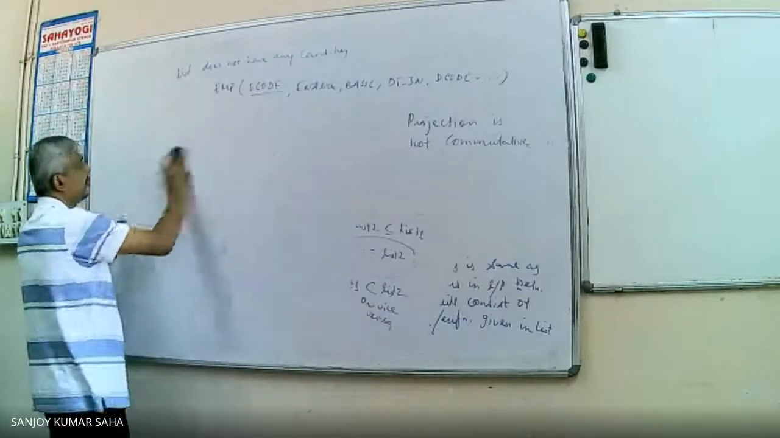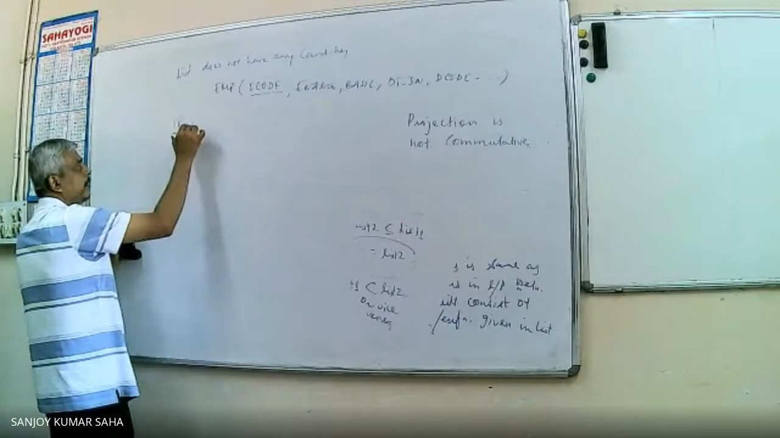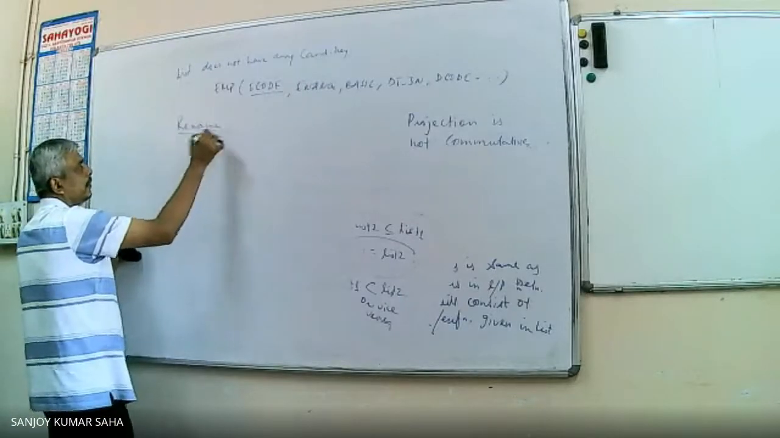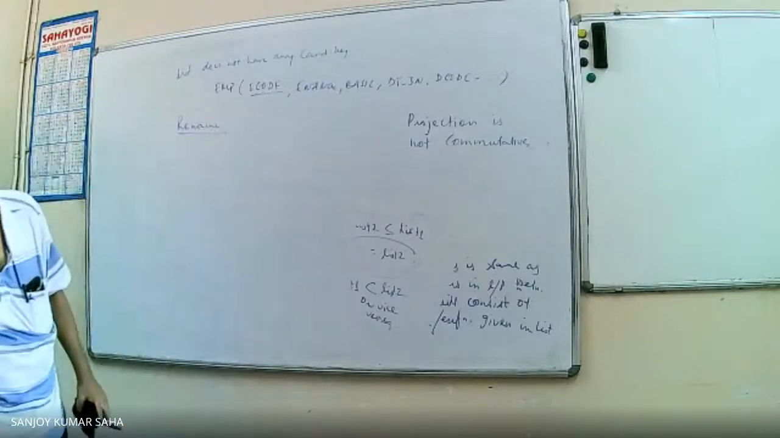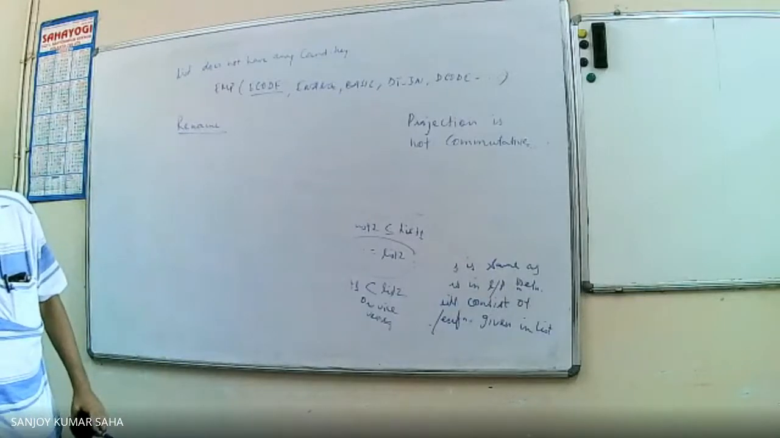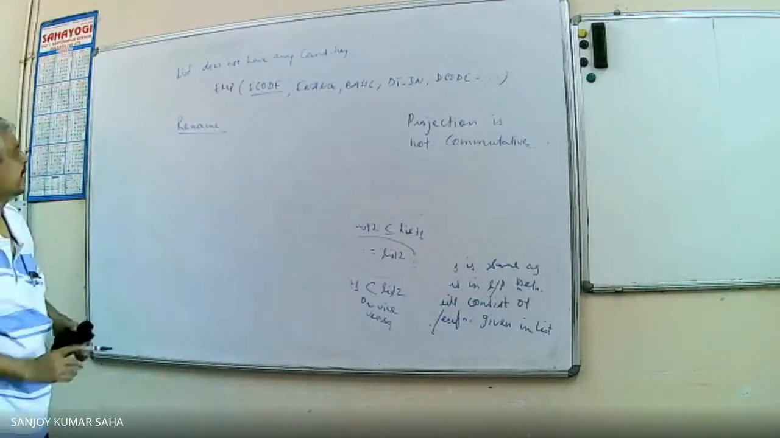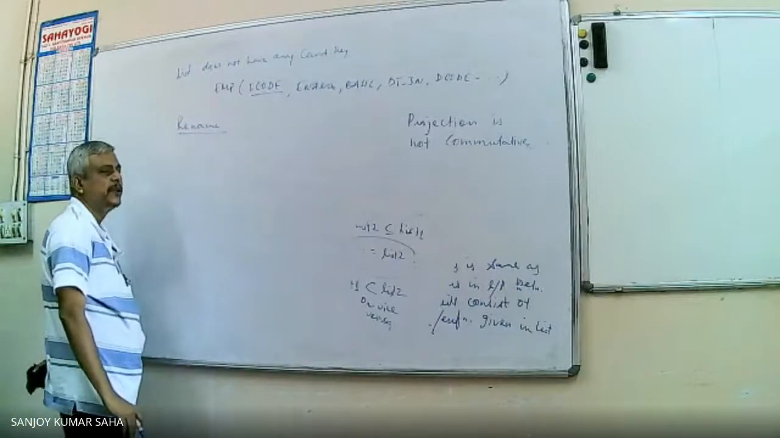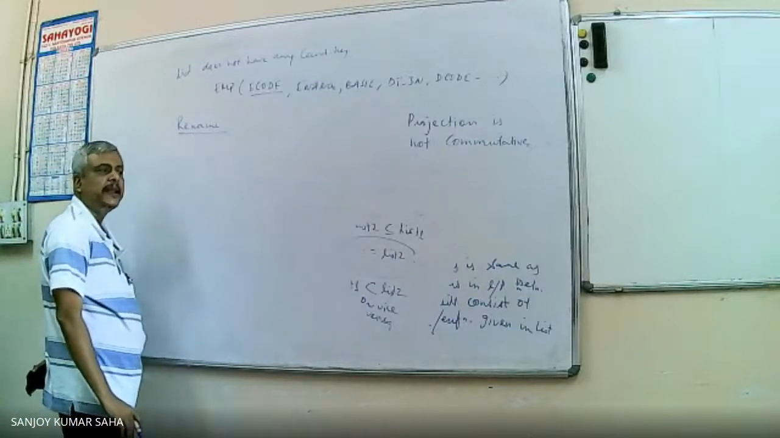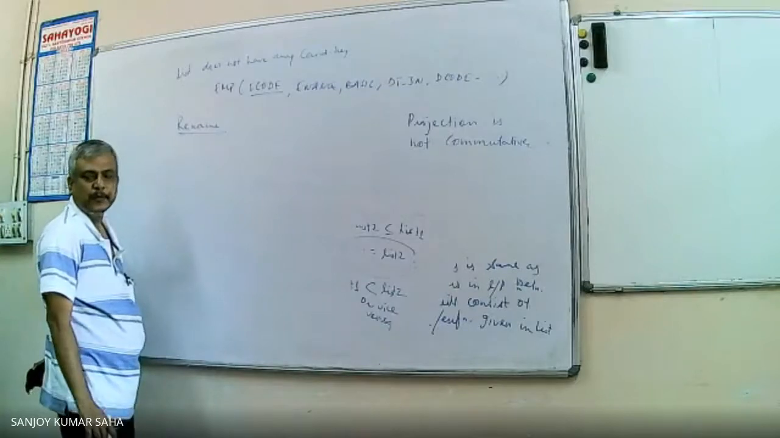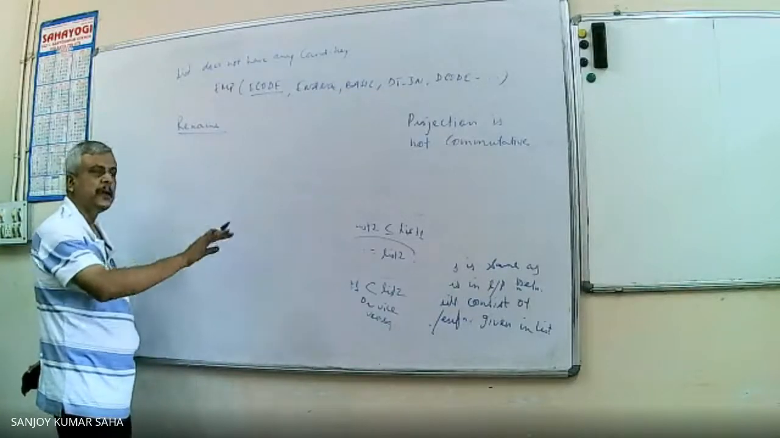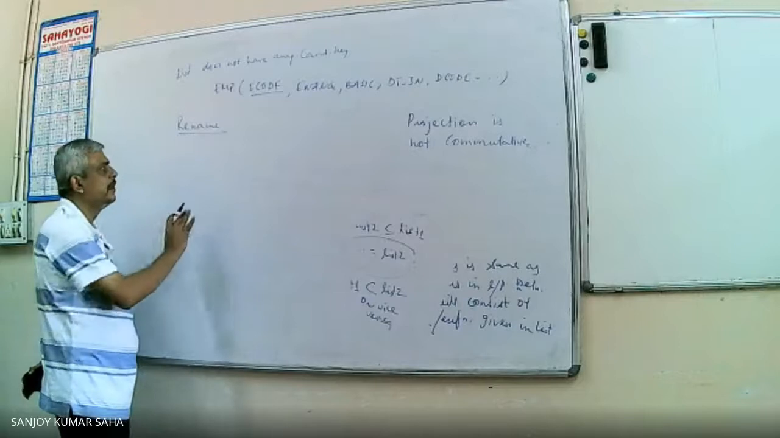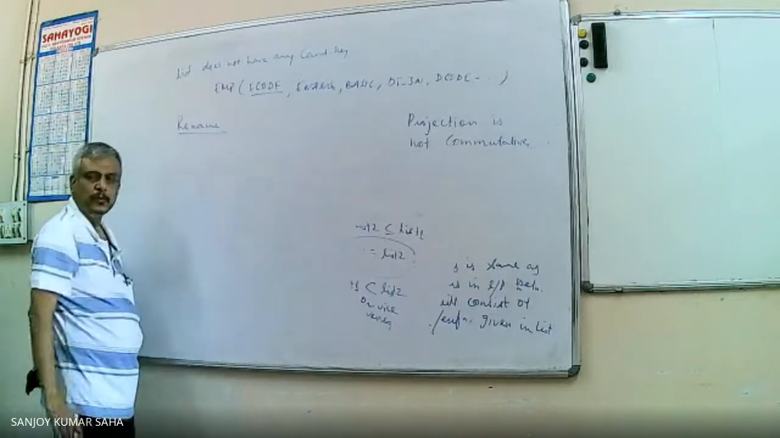So now we'll look into another operation, say rename. Sometimes in an operation, to get rid of ambiguity, we may like to rename a relation or the attributes or both. Example, I will come after some other operations. For the time being, we look into the syntax.